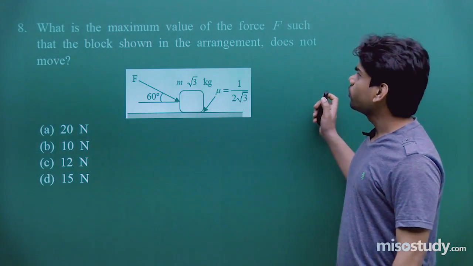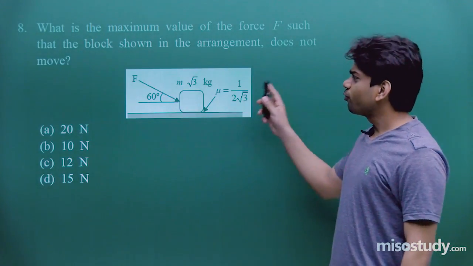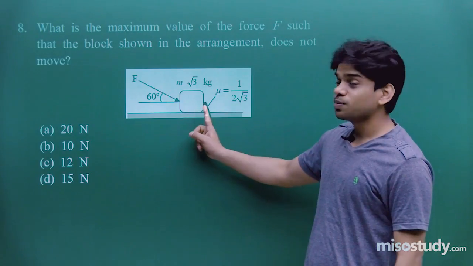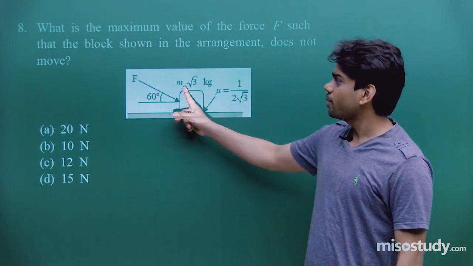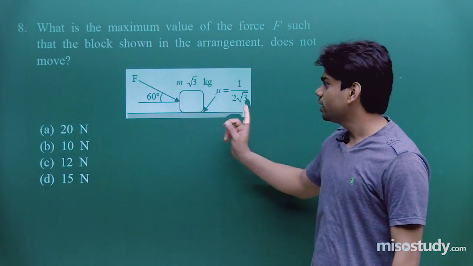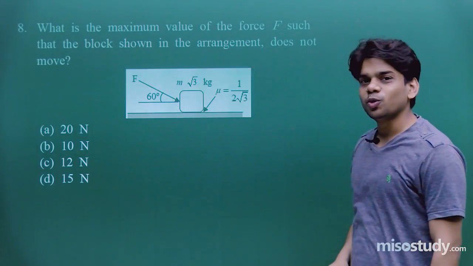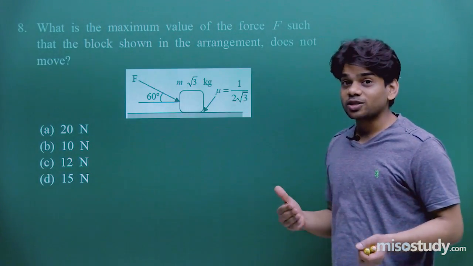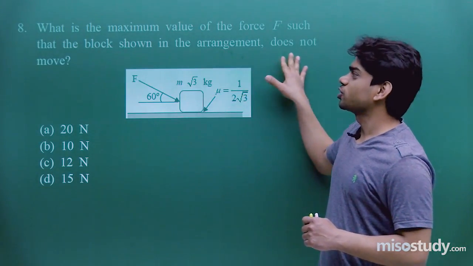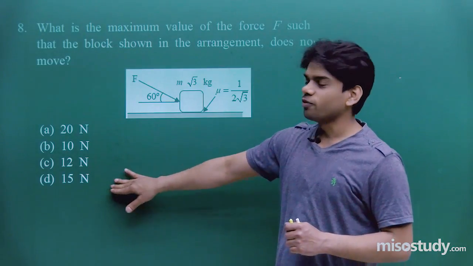What is the maximum value of the force F such that the block shown in the arrangement does not move? We have a figure, and we need to find the maximum value of this force F such that this block, whose mass is given as root 3 kg, does not move. F is applied making an angle of 60 degrees with the horizontal. The coefficient of friction between the ground and the block is mu equals 1 upon 2 root 3. We need to find the maximum value of the force we can apply so that the block will not move. Now the options: A 20 Newton, B 10 Newton, C 12 Newton, D 15 Newton.